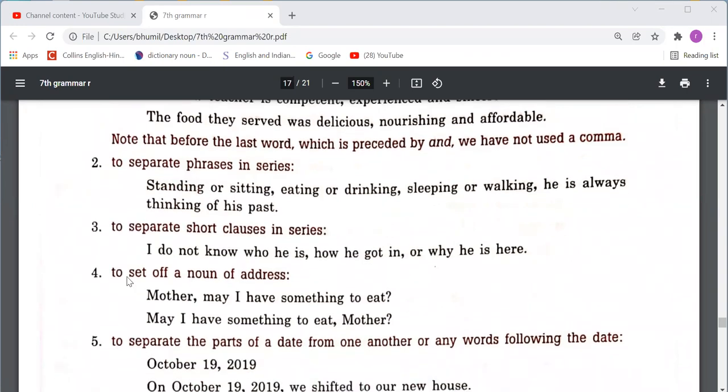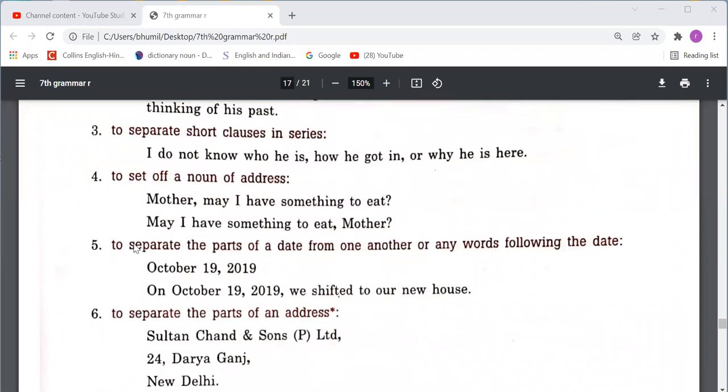Point number 3, to separate short clauses in series. I do not know who he is, how he got in, or why he is here. So whenever we have to use short clauses in sentences, to show them individually or separately, again we have to use a comma to show them separately. Okay, as we have done in point number 3.